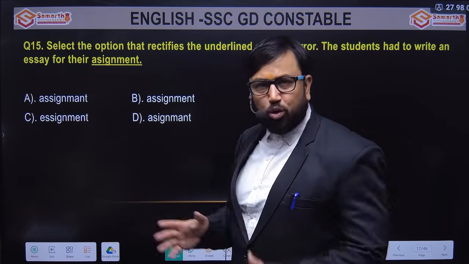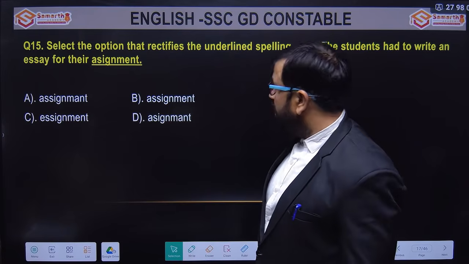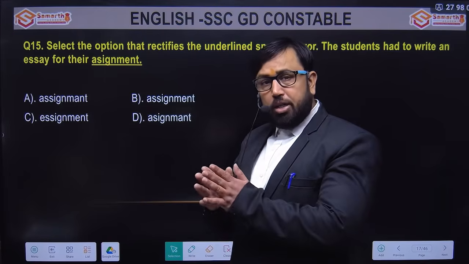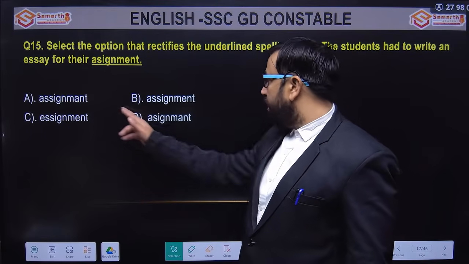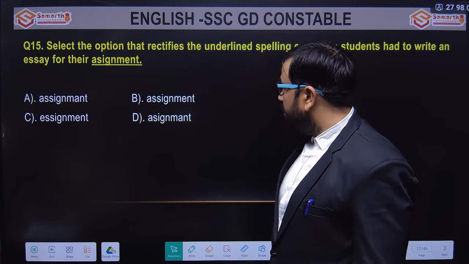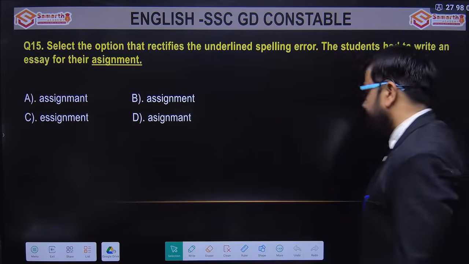Assignment starts with A, not with E. So very quickly we can rule out C. Now, in assignment, the ending -ment, like entertainment, always has ME, never MA. So we can rule out this one and this one too. So the option would be B, ASSIGNMENT, right? So the answer will be option B.